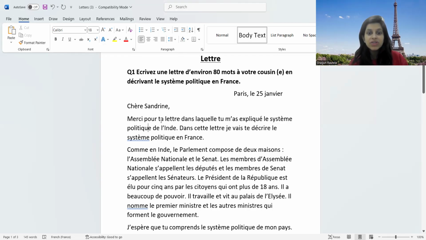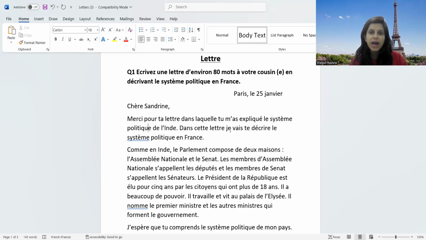Merci pour ta lettre dans laquelle tu m'as expliqué le système politique de l'Inde. So thank you for your letter in which you have explained to me the political system of India. Dans cette lettre, je vais te décrire le système politique en France. So in this letter, I'm going to explain to you the political system of France.